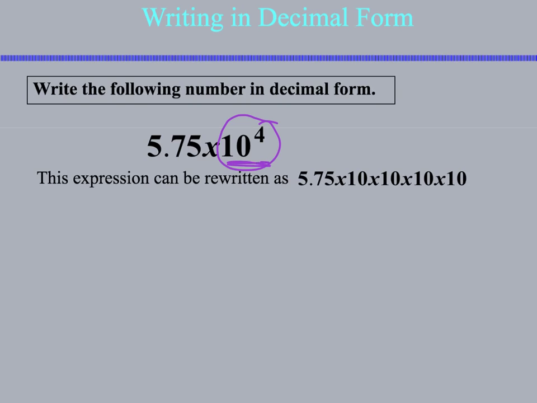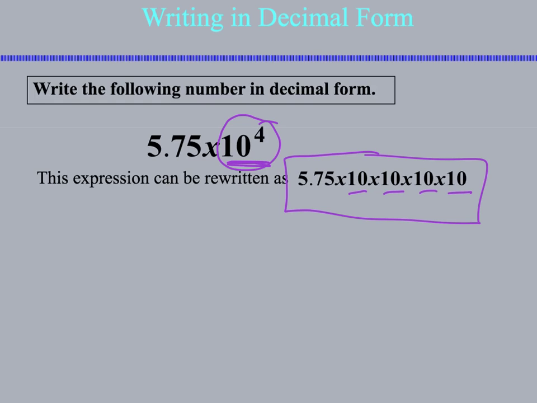So think about what 10 to the 4th power means. It means we're going to multiply 10 by itself 4 times. So that's what this expression is saying. So this is 5.75 times 10 to the 4th power. Now we are going to have a shortcut method for figuring this out.